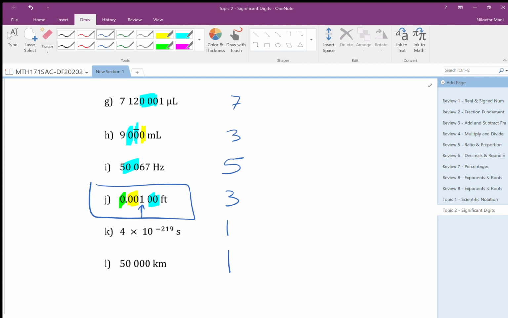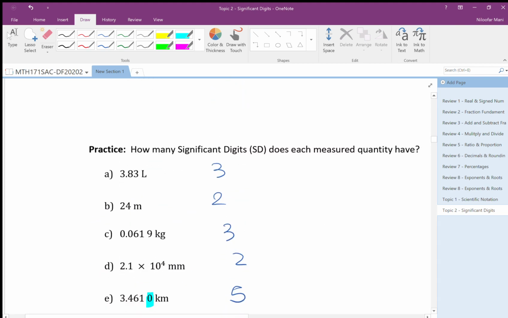If there is no decimal, do I have 0 before? No. Of course not, because it doesn't make any sense. When I have no decimal, I don't start from 0. I start from the first non-zero digit and I just continue until the non-zero digits are done. I don't count zeros at the end. So here the yellow ones are not counted.